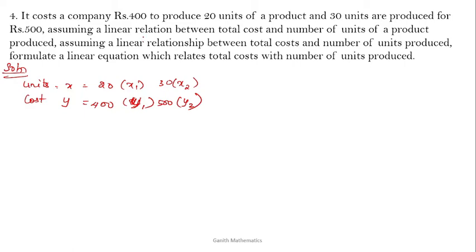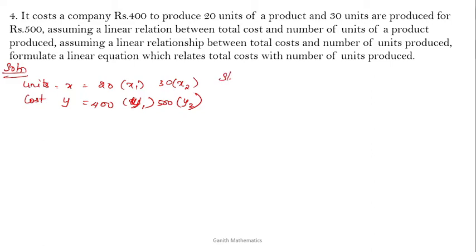Assuming a linear relationship between the total cost and the number of units of a product produced, formulate a linear equation that relates the total cost with the number of units produced. So now we are going to formulate an equation relating these two. But we know the formula. If there are two points given without slope, we know how to find the slope, right?